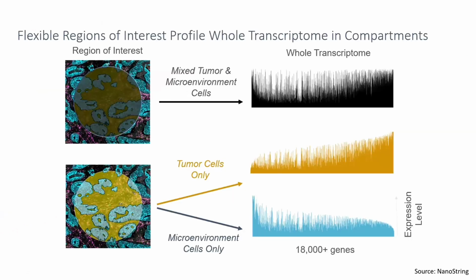This, of course, means that instead of having a mixed tumor and microenvironment signal, in this example, you can divide them into tumor cells only and microenvironment cells only, and then get individual expression profiles for these 2 segments of this ROI.